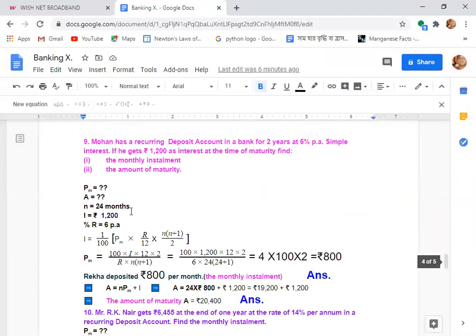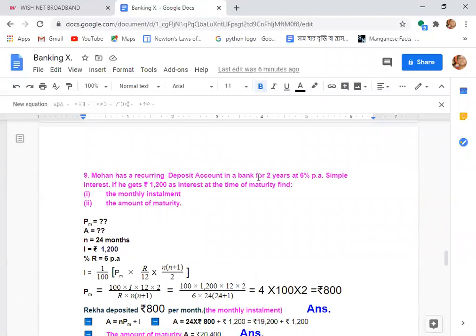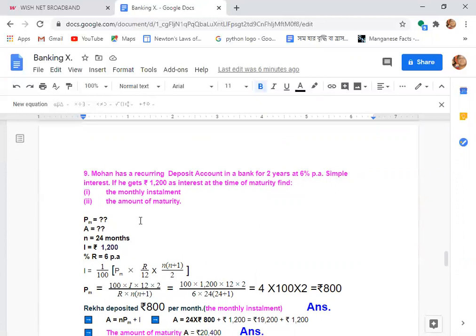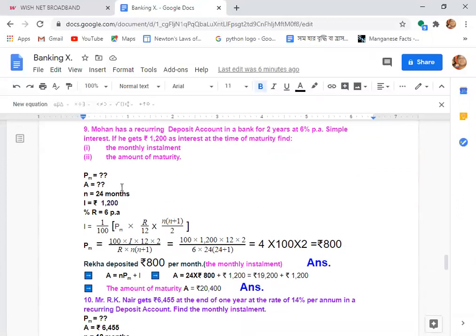Now number 9. Mohan has a recurring deposit account in a bank for 2 years at 6% per annum simple interest. If he gets 1200 interest on the maturity, find the monthly installment and the amount on maturity. Same logic. Logic remains the same. I is given. What we have to find out? We have to find out the per month installment and the amount. So doing by the previous procedure, we put the variable values. What is the subject of the formula?